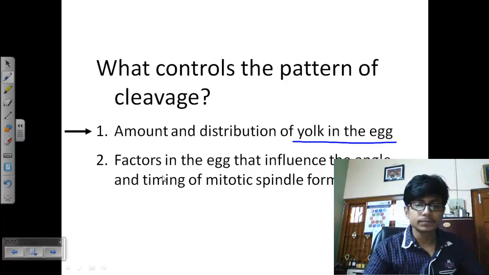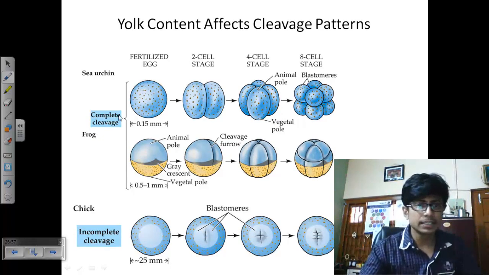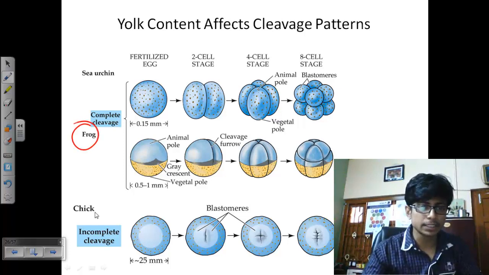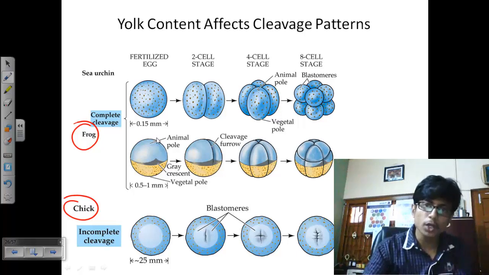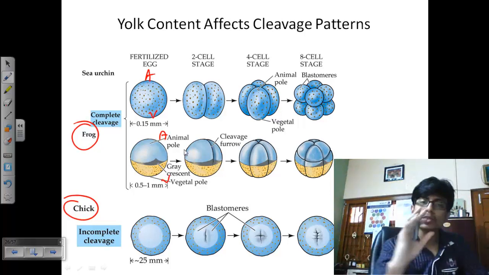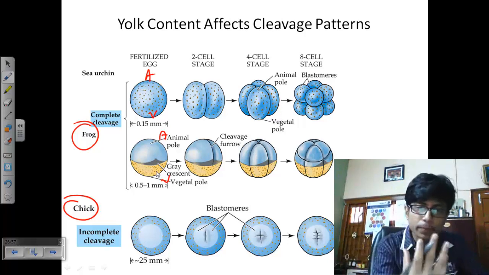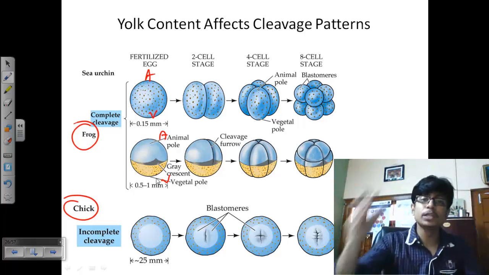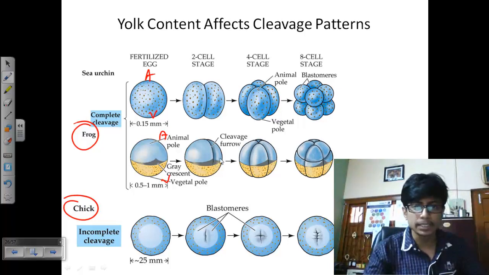On the other hand, if you look here, it will be much more clear. See, this is the complete cleavage for frog and this is for chick. For the frog, the yolk content is present in the vegetal pole, because these are the two different poles, animal pole and vegetal pole. See, most of the yolk content is present in the vegetal pole. As most of the yolk content is present in the vegetal pole, the cleavage will start to occur from the animal pole, from the opposite side. From the animal pole, the cleavage begins.